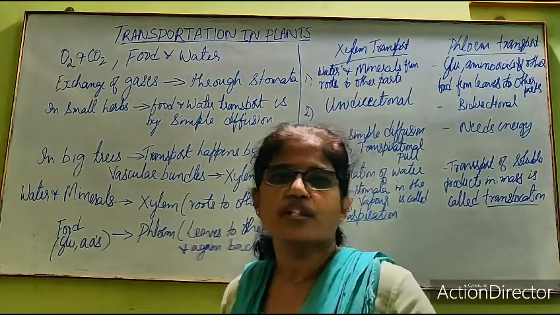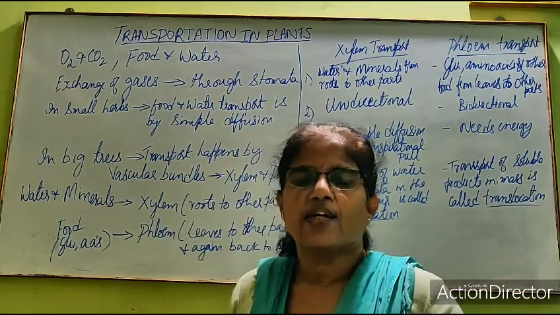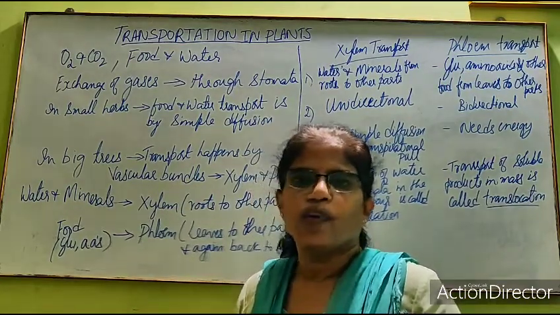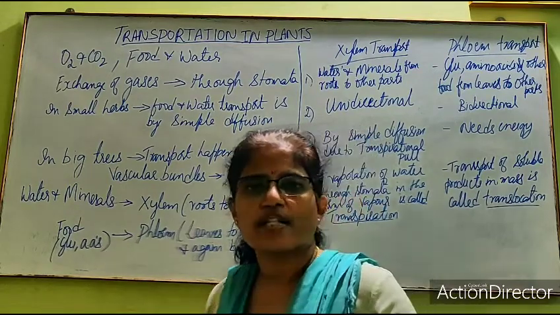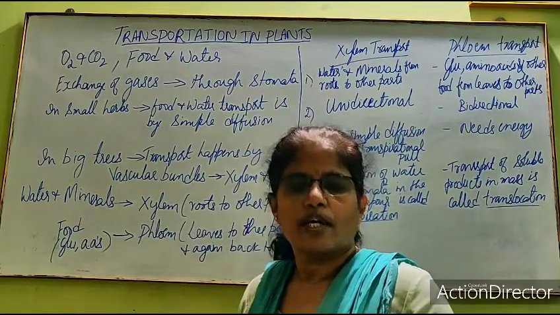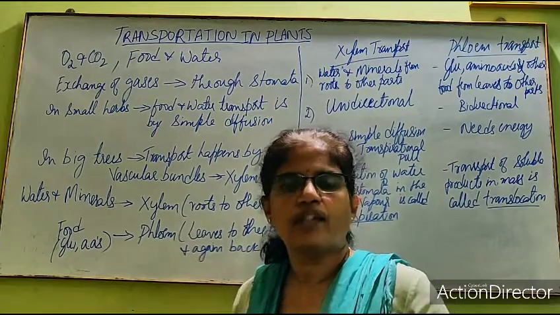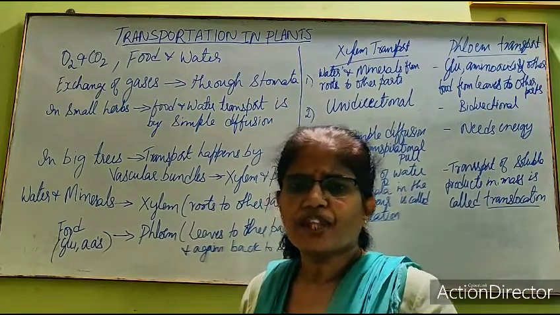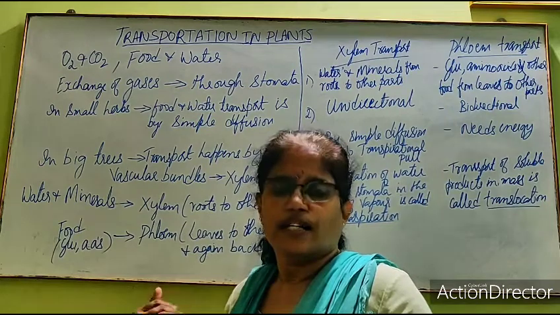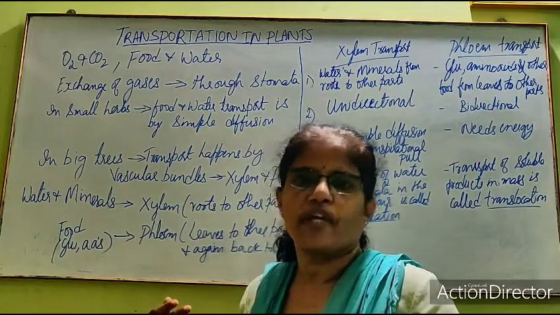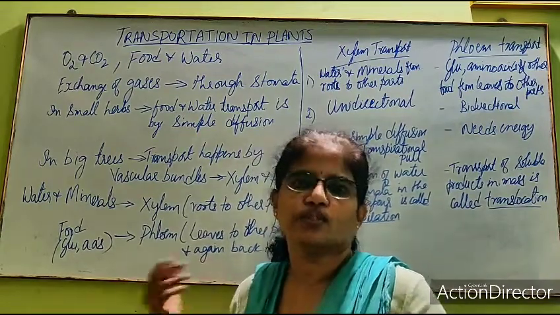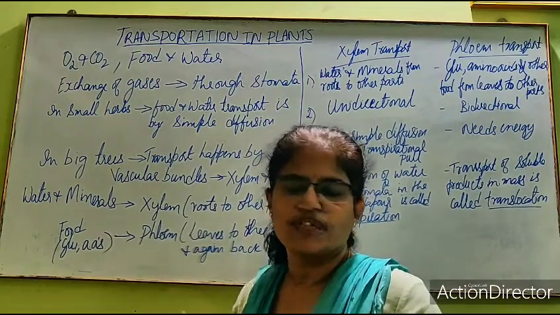Today we will see how transportation of gases like oxygen and carbon dioxide, food and water takes place in plants. We have seen in photosynthesis that exchange of gases takes place through stomata in leaves. Carbon dioxide is taken in through stomata and oxygen is given back through stomata itself. Right? Food is synthesized in the leaves through photosynthesis, and energy is stored in the form of glucose. Whereas water, we have seen in photosynthesis, is taken up from roots to leaves.